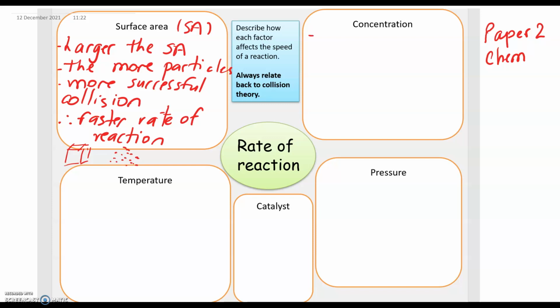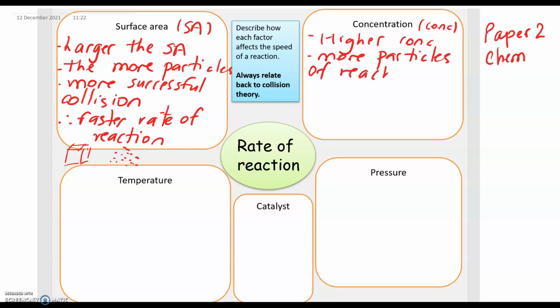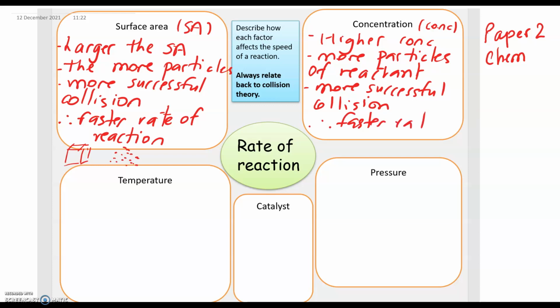Equally, the higher the concentration, just going to shorten it to conc. So the higher the concentration, more particles of reactant, more successful collisions, therefore faster rate of reaction. And again, if you look at this example, if you had a 2 molar solution, then you got lots of particles in that solution compared to 0.5 molar. So you got a higher concentration, you have more particles.